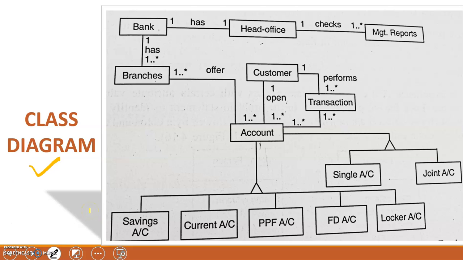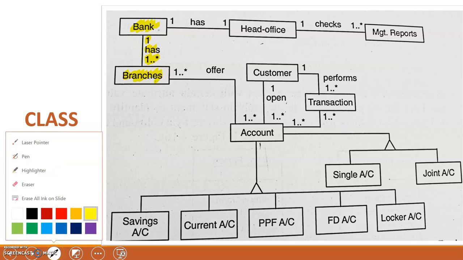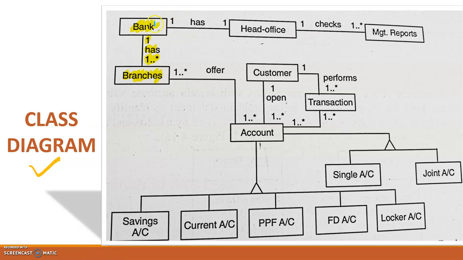class diagram. So here we have bank. One bank has one or more branches, right? Now, the second relationship: one bank has only one head office. Head office is always one. So this is 1 to 1. This is 1 to many.